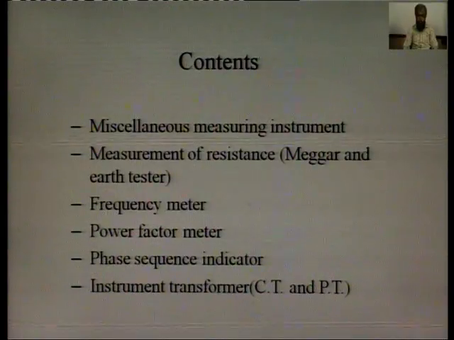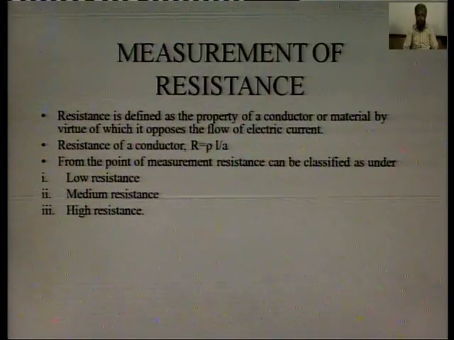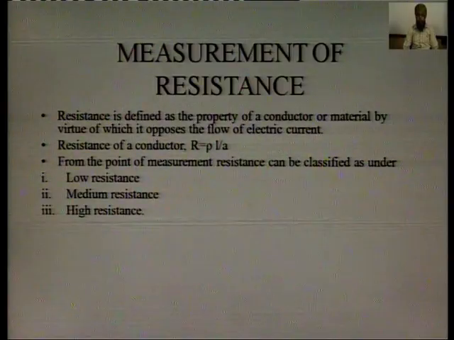Today we will discuss the topic miscellaneous measuring instruments. In this lecture we will discuss measurement of resistance with the help of Megger and earth testers, frequency meter, power factor meter, phase sequence indicator, and instrument transformer. In instrument transformer we will discuss the current transformer and potential transformer. So first is measurement of resistance.